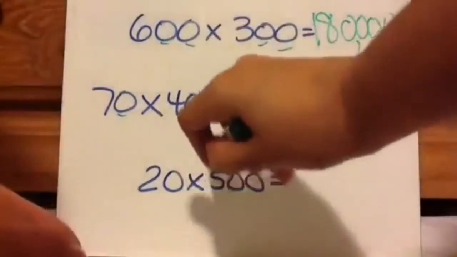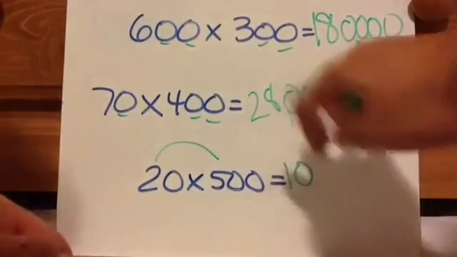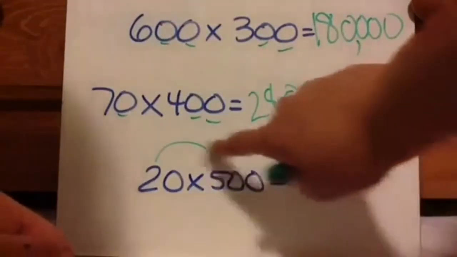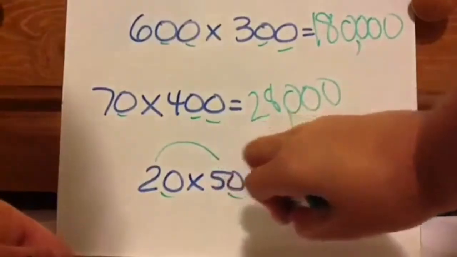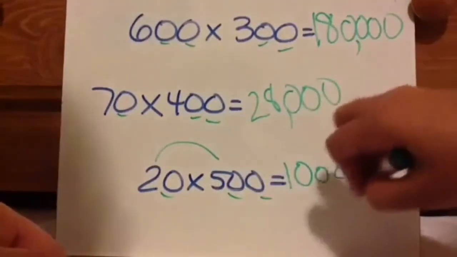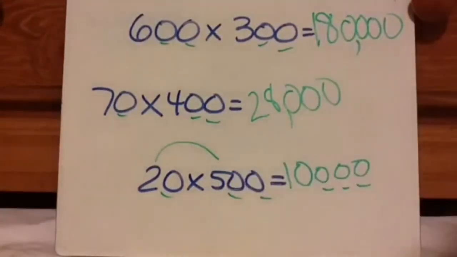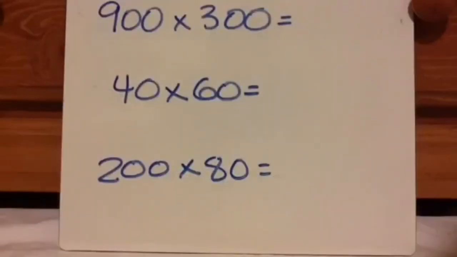20 times 500. 5 times 2 is 10. Notice there's a 0 here that came from that problem. And then there's going to be 3 additional zeros from the question. Last 3 questions. Press pause and solve. Press play when you're ready to check.